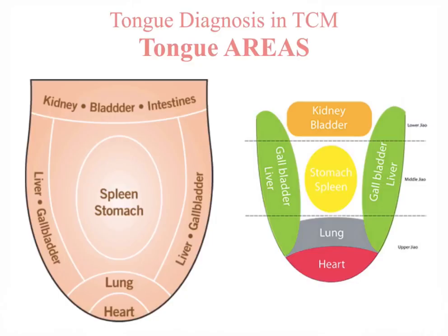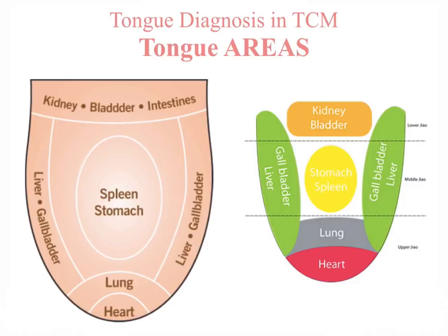So it's kind of like representing your trunk with all your organs, right? The heart part is called the tip of the tongue. The lung part is called the front of the tongue. The spleen and stomach is called the middle. The liver gallbladder is called the sides. And the kidney, bladder, and both intestines are called the root or the back of the tongue.